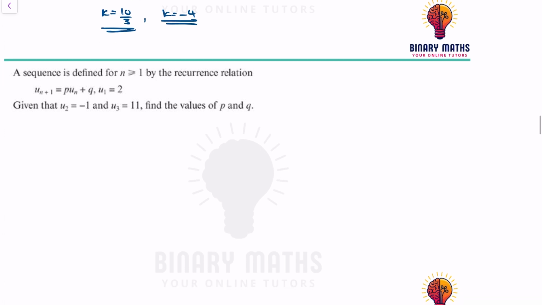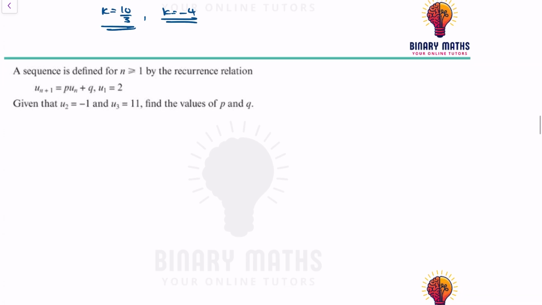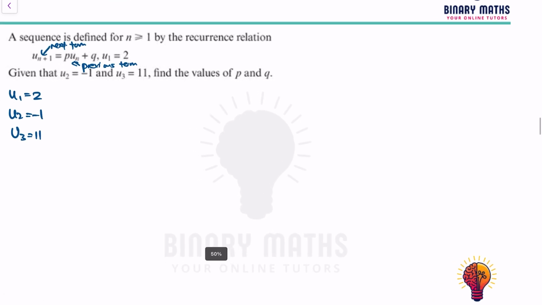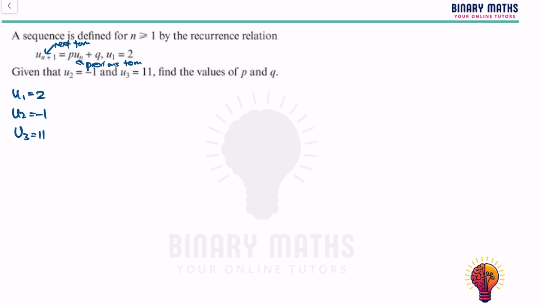Next question, a sequence is defined for n greater than or equal to 1 by the recurrence relation u(n+1), which is the next term, is equal to p lots of the previous term plus q, where u1 is equal to 2. Given that u2 is equal to minus 1 and u3 is equal to 11, find the values of p and q. The first thing we know is u1 is an initial term, so we can't form an equation for that one.